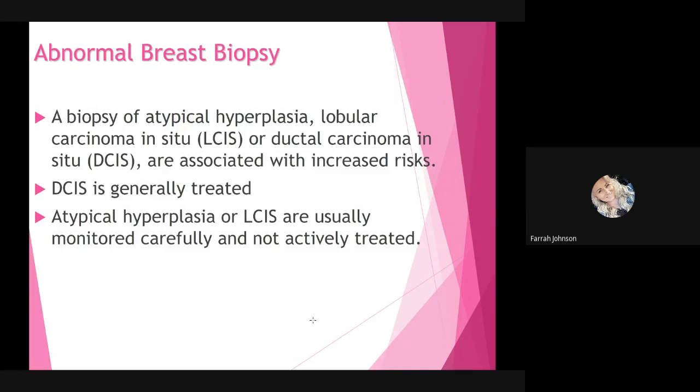So, abnormal breast biopsy. A biopsy showing atypical hyperplasia, lobular carcinoma in situ, or ductal carcinoma in situ is associated with increased risks, right? Because if you've had something abnormal growing in the breast, who's to say that those cells can't proliferate and then become something later on? DCIS is generally treated, and atypical hyperplasia or lobular carcinoma in situ are usually monitored carefully and not actively treated, depending on the extent of the disease and also the age of the patient.